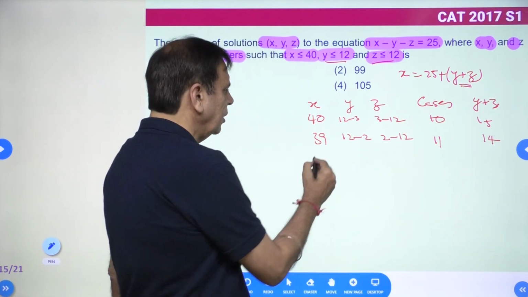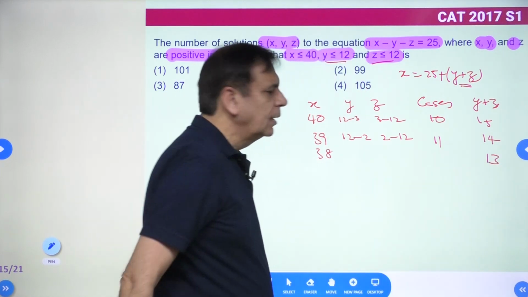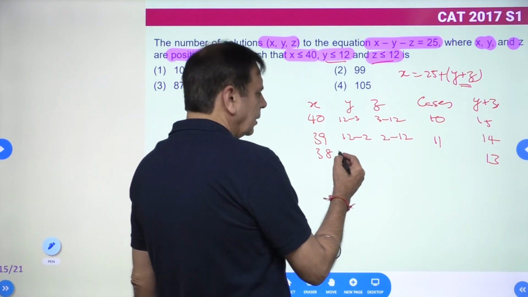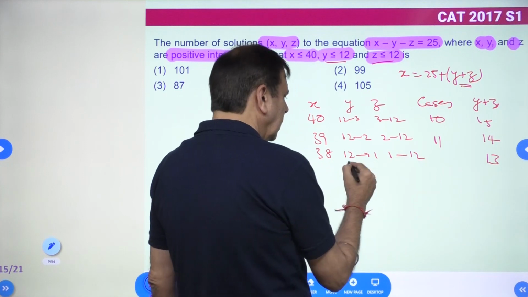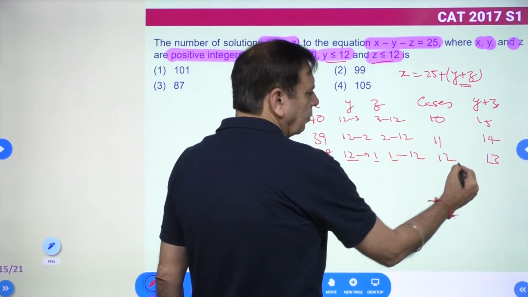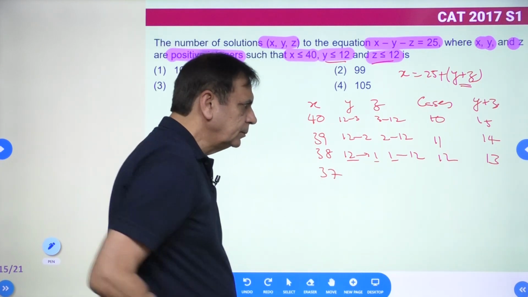Okay. Next is 38. 38 means this should be 13. y plus z should be 13. So 25 plus 13 is equal to 38. 38 will bring the same thing. It will go from 12 down to 1, and this from 1 to 12. If this is 12, then this will be 1. If y is 1, so how many cases are there? 12 cases. Okay. Next one, 37.